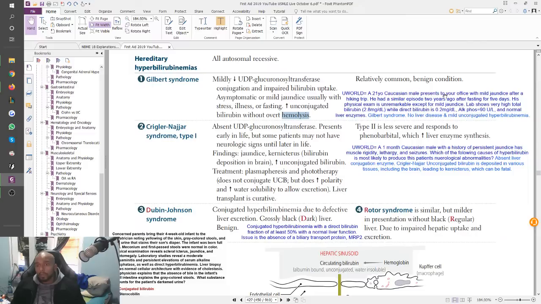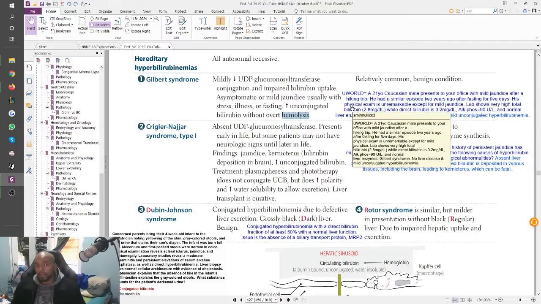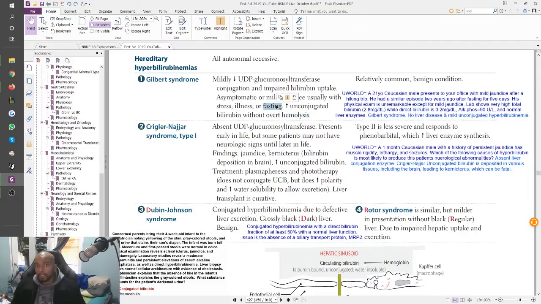A 21-year-old male presents to your office with mild jaundice after a hiking trip because he was very, very stressed. Right, stress or fasting. Similar episodes 2 years ago after fasting for 5 days. His physical exam is unremarkable. Everything's fine, labs are fine, but his indirect bilirubin is very high, direct is okay, alk-phos is okay, normal liver enzymes, everything's fine. It's just Gilbert syndrome.